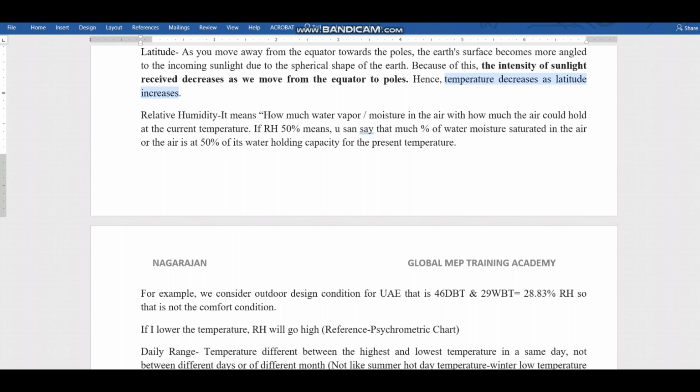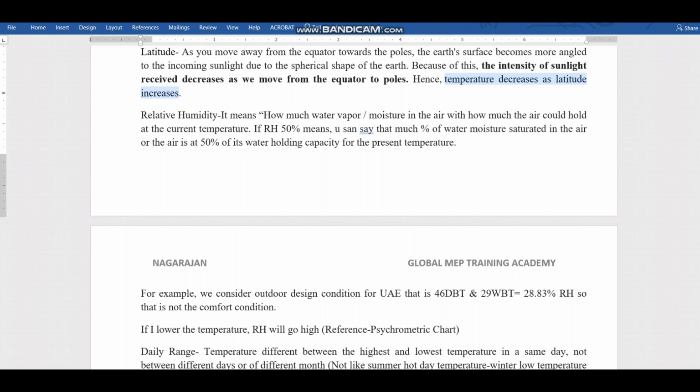For example, we consider the outdoor design condition for UAE, it is 46 dry bulb temperature and 29 wet bulb temperature. So the relative humidity will come to 28.83%. Anyway, that is not the comfort condition. You know that the comfort condition should be 50% plus or minus 5. So if I lower the temperature, for example in the room I need 24 degrees Celsius for human comfort, so if I lower the temperature from 46 to 24 degrees Celsius, the relative humidity will go high.